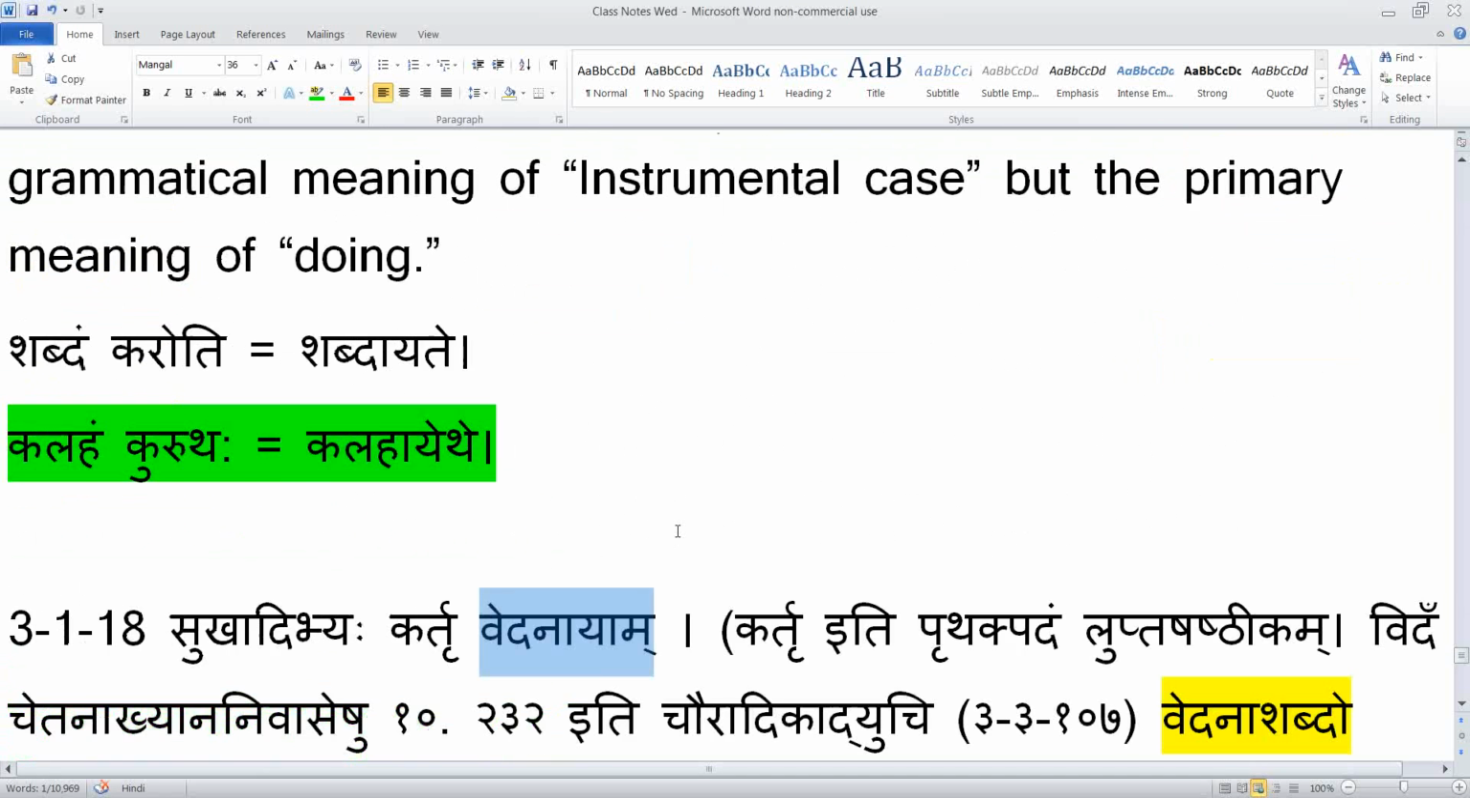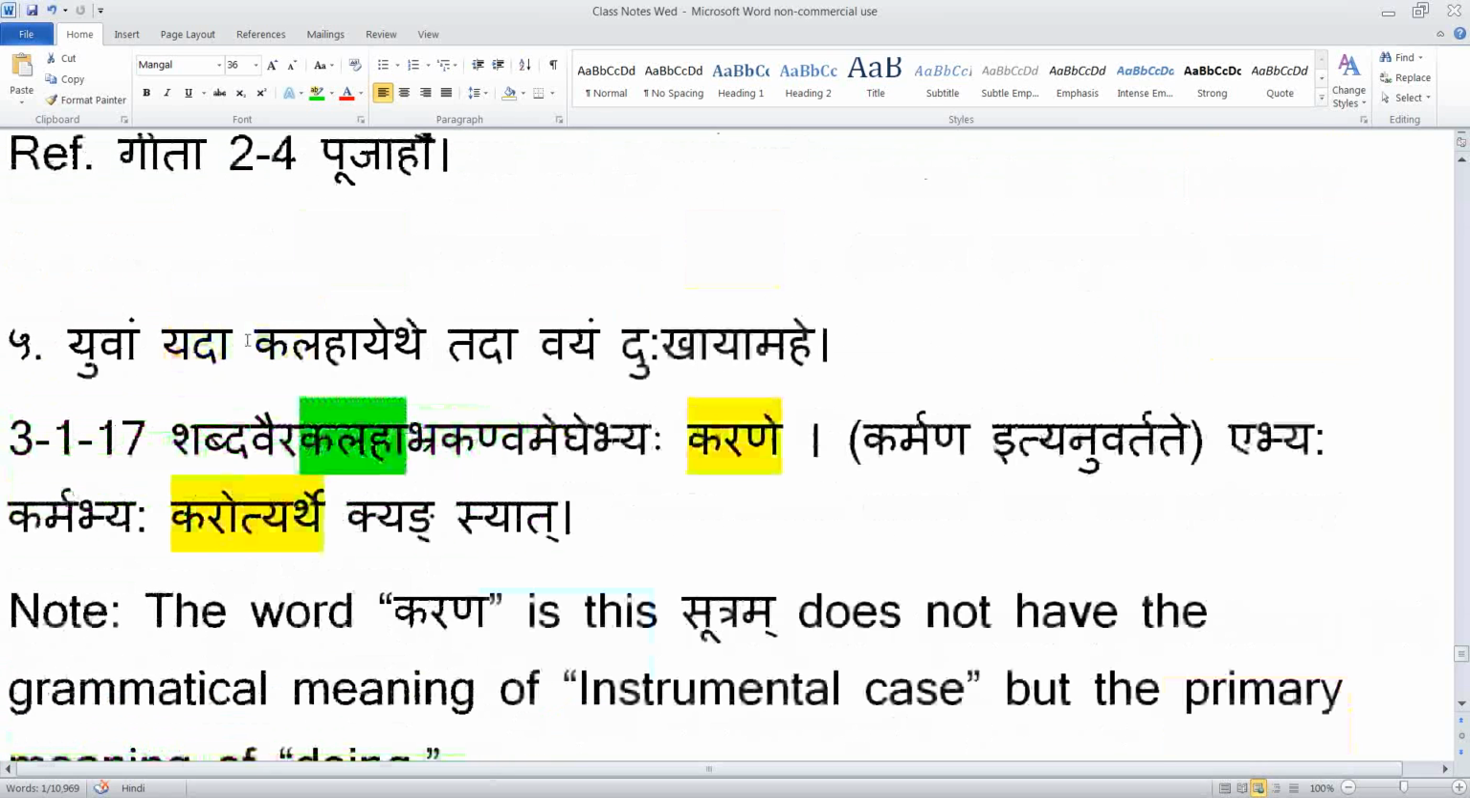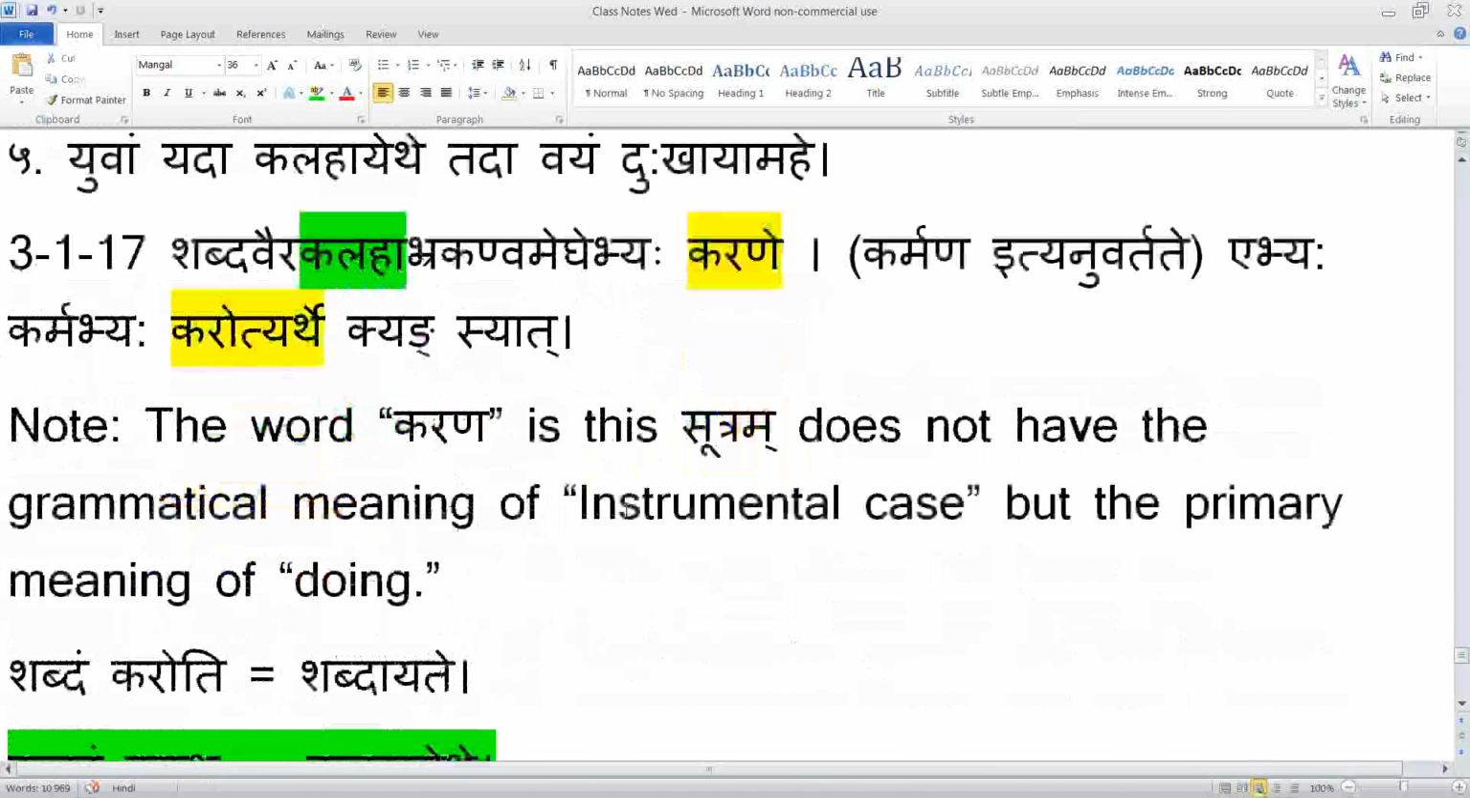So what we can do is make it like this: yuvam yada kalaham kurutha, tada vayam dukkham vedayamahe. When the two of you make a quarrel, when the two of you fight, then all of us feel sorry. We feel sorry. There is nothing new in all of the examples. I'm just taking what we did in the lesson and putting them down just for practice.